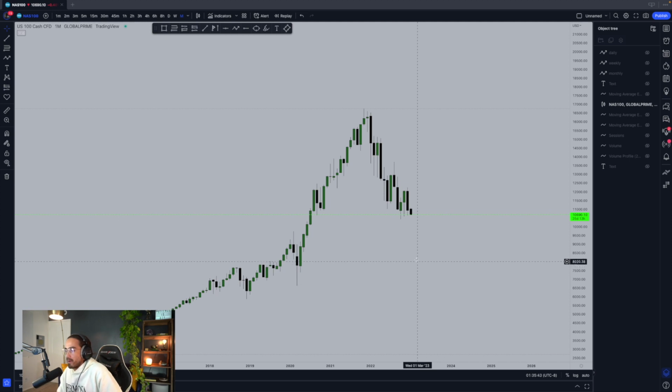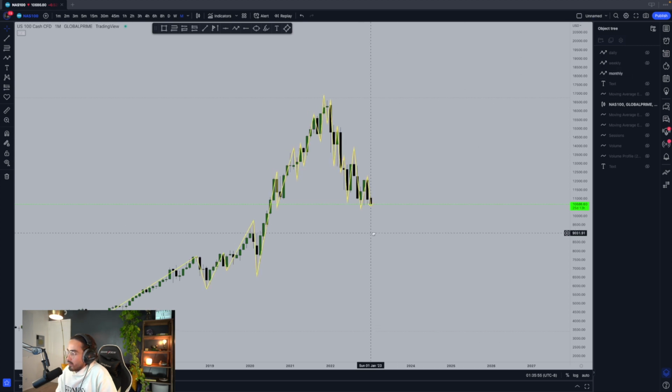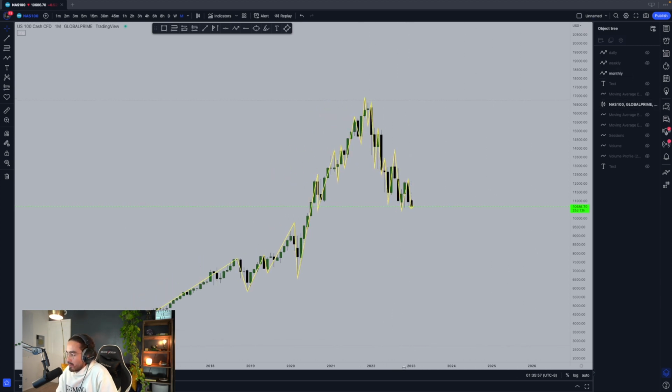I have NAS 100 pulled up here, just a clean chart, and basically just want to dive a little deeper into that idea. So if you can't see right now, we are in a downtrend on the monthly.